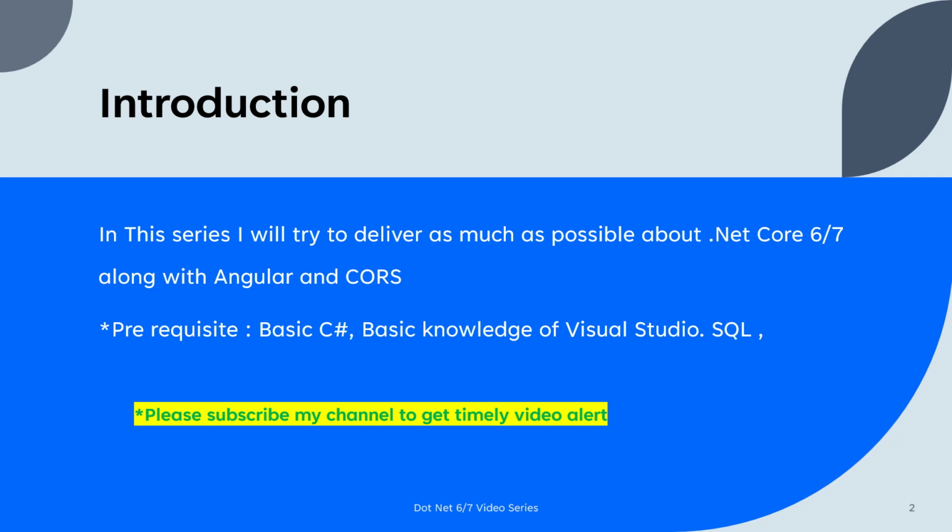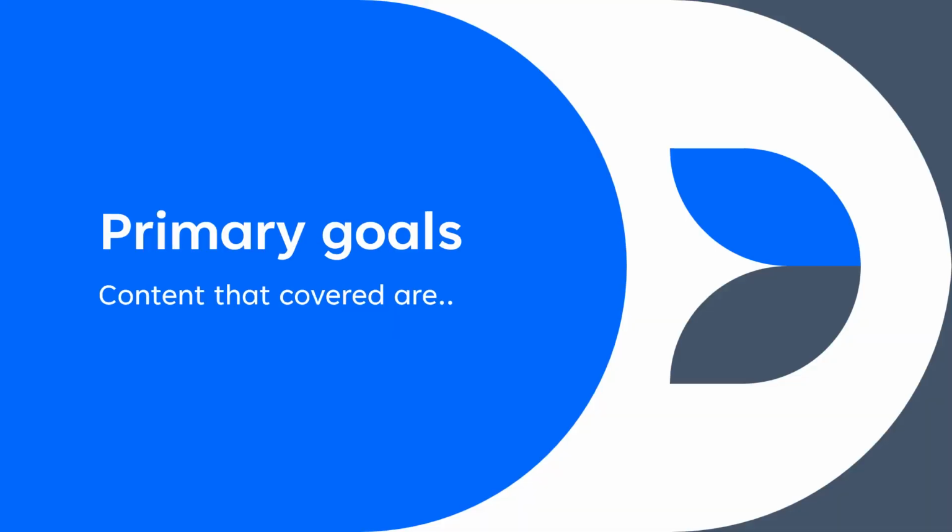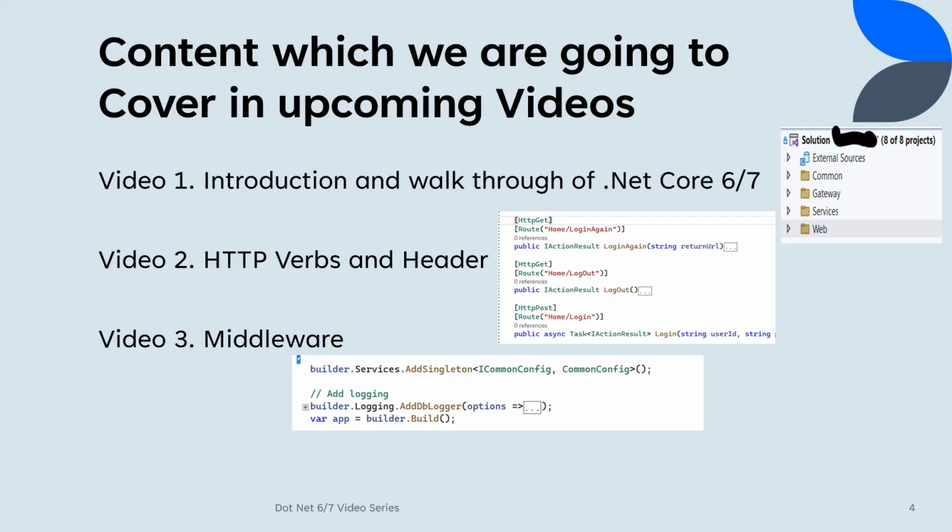In this series, I will try to deliver as much as possible about .NET Core 6 and 7 along with Angular and Core. The prerequisites for this entire series are that you must have a basic knowledge of C#, you must know how to operate Visual Studio, and you must have a knowledge of SQL. So guys, let's start.